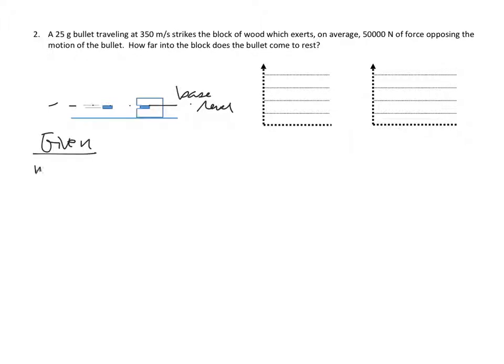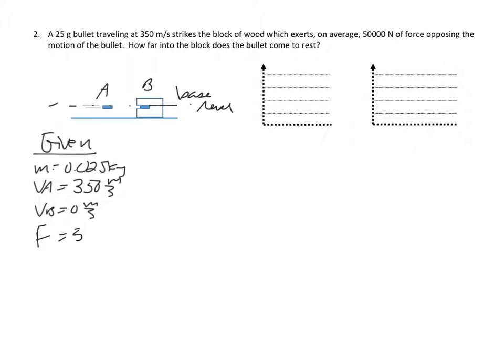Listing what we know. Mass is 25 grams, so that would be equal to 0.025 kilograms. My velocity, this is A, this is B. Velocity at A equals 350 meters per second. Velocity at B, comes to rest, would be 0 meters per second. And there's a force opposing the motion equal to 50,000 newtons. And we are looking for how far the bullet goes, so we're looking for D, the distance that the bullet goes into the block.